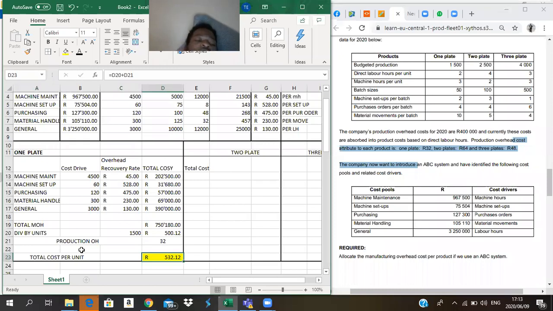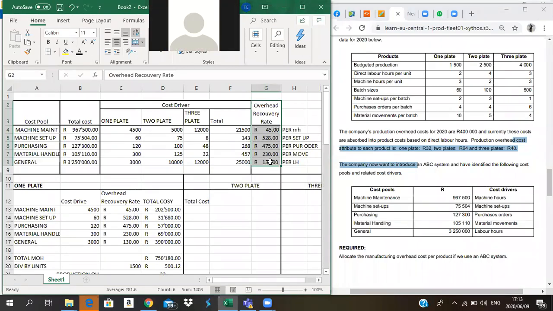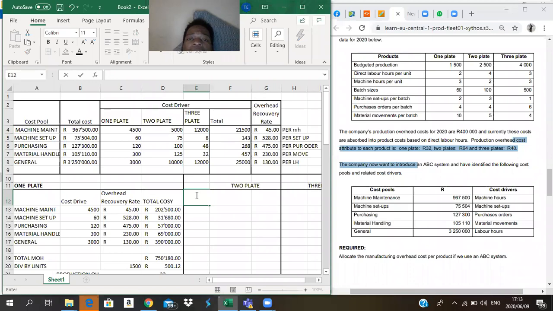And then now, guys, you're going to do the very same thing here for two plate. If you check, this overhead recovery rate will stay the same, right? The only thing that's going to change will be your cost driver. For one plate, we took this information here. For two plate, we're going to take this information here, multiplying by the overhead recovery rate. For three plate, we're going to take this information here, multiplying with this overhead recovery rate. Do you guys understand? Yes. Do I have to do two plate and three plate? No, I don't have to. You understand, right? Yes. Okay, guys.